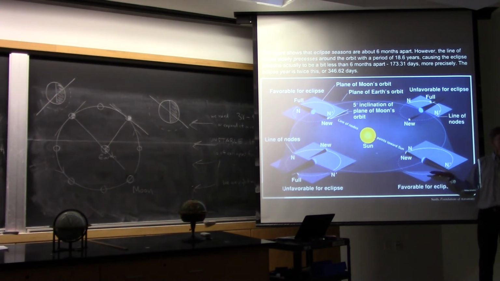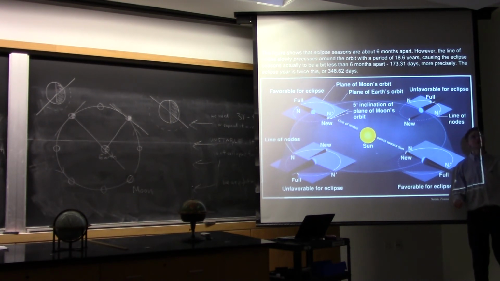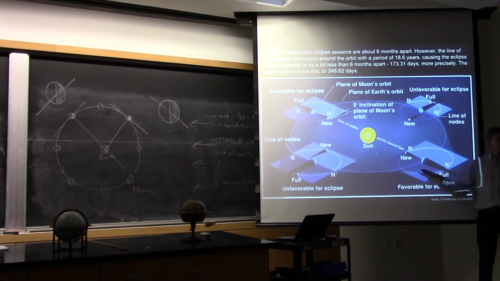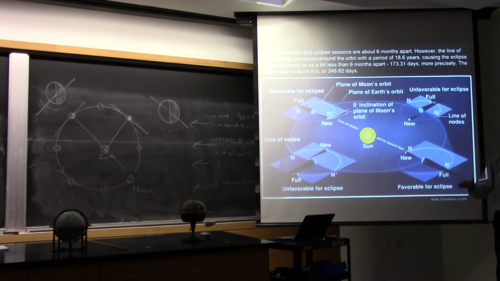August would be an eclipse season, some weeks in August would be an eclipse season, and then 6 months before or after, so September, October, November, December, January, February. August and February would be the months of the year when you could have eclipses, if there was no regression of the line of nodes. And that would be every year. Every year there could be eclipses in August and February.